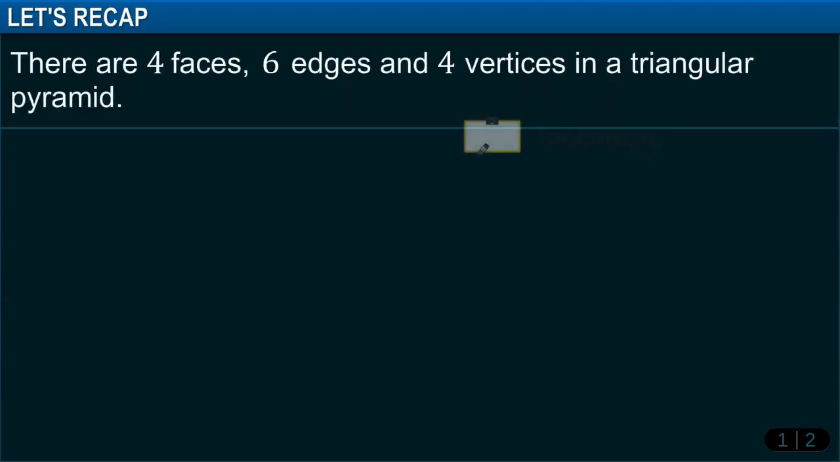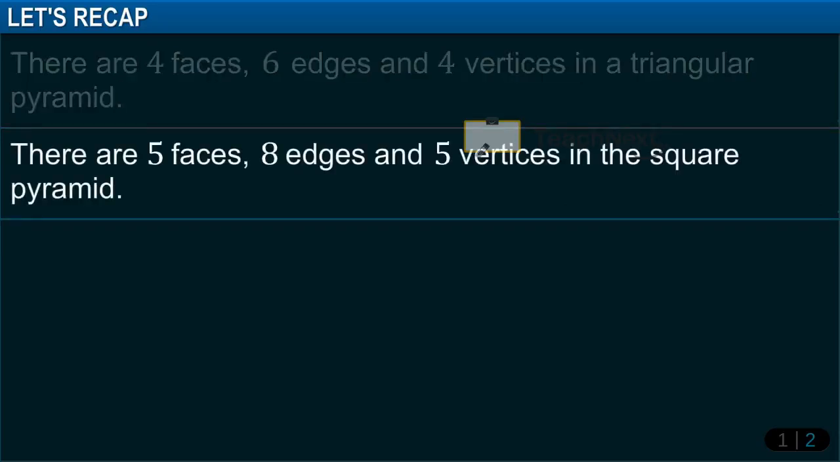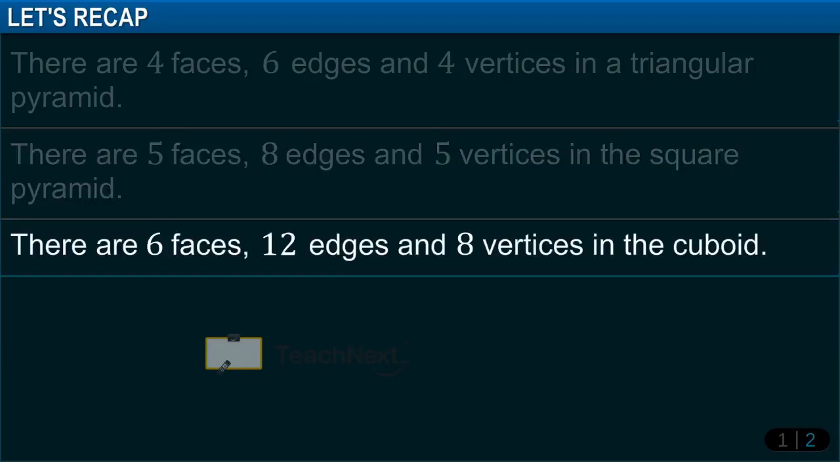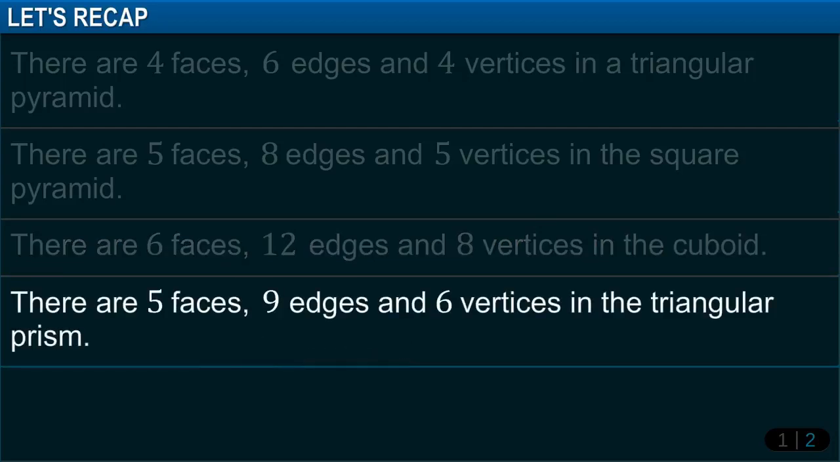There are 4 faces, 6 edges, and 4 vertices in a triangular pyramid. There are 5 faces, 8 edges, and 5 vertices in the square pyramid. There are 6 faces, 12 edges, and 8 vertices in the cuboid. There are 5 faces, 9 edges, and 6 vertices in the triangular prism.